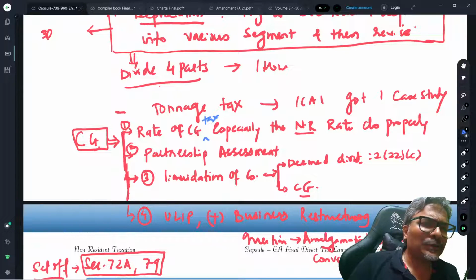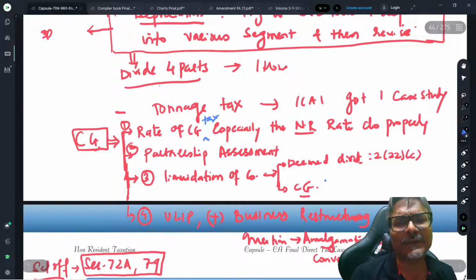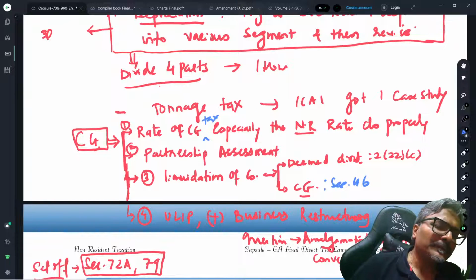Do it properly, partnership assessment. And the third one is the liquidation of the company. In the liquidation of the company, there is the deemed dividend under 2(22)(c) and the capital gains implication on liquidation. The capital gains implication, students, is in section 46.